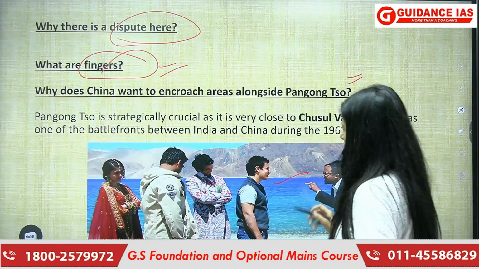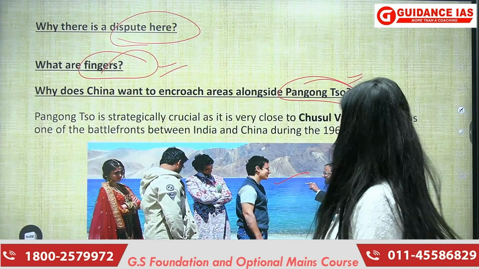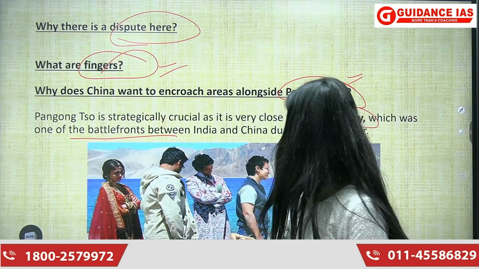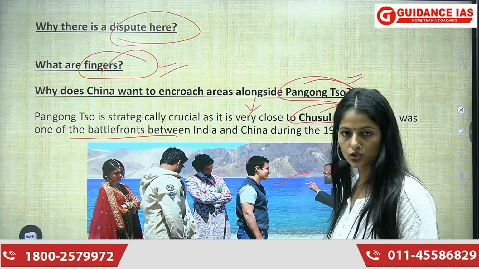Also, if we talk about Pangong Tso Lake, this is strategically a very important area as it is very close to Chushul Valley, which is again a topic that remains in the news, and was one of the battle fronts between India and China, even during the 1962 war. So this is one of the reasons it is a very strategically important area. All right, so this was about the entire topic.